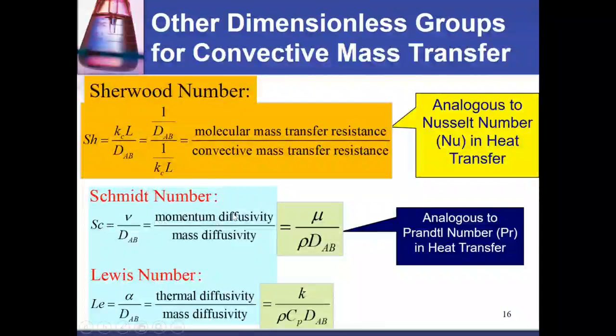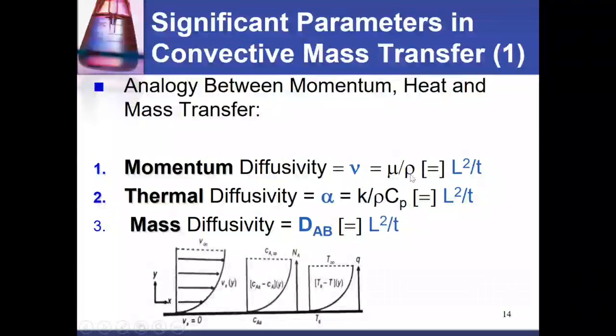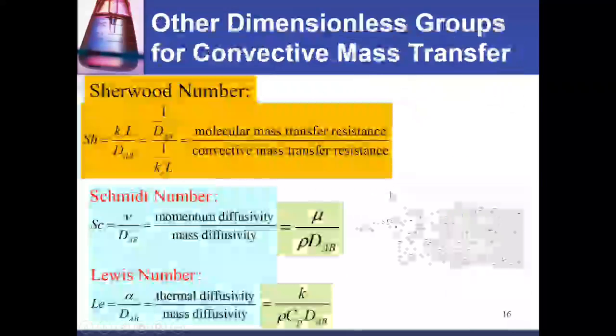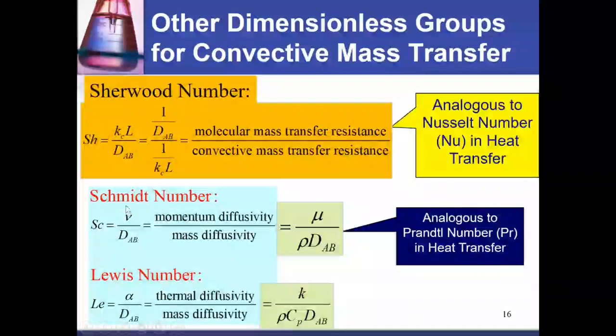If you divide momentum diffusivity over thermal diffusivity, you get something called the Prandtl number. So if you go back here and divide momentum diffusivity over thermal diffusivity, basically mu over rho divided by K over rho Cp, you get the Prandtl number. You heard about it? Yes, doctor. So the Sherwood number is analogous to the Nusselt number in heat transfer, and the Schmidt number is analogous to the Prandtl number in heat transfer.